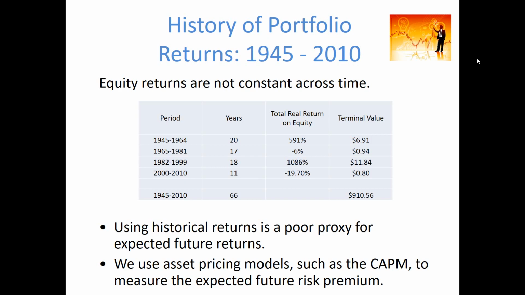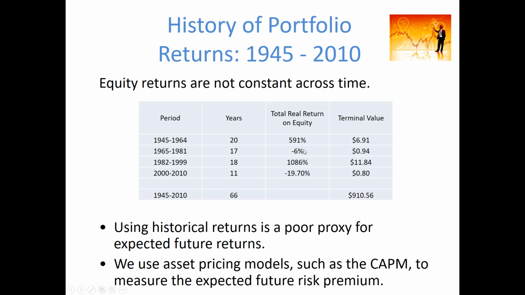This is equity returns of the United States from 1945 to 2010. I have divided this period into 5 approximately equal periods, and these are the number of years for each period, and these are terminal values. So if you had invested $1 at the start of this period in 1945, after 20 years the terminal value would have been $6.91, and the return on investment would have been 591%.